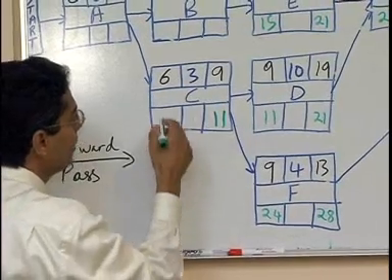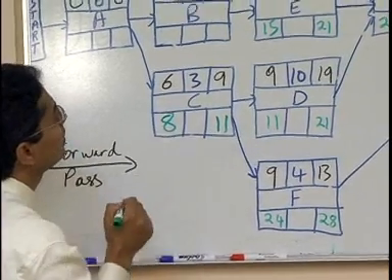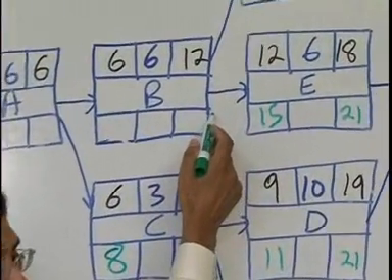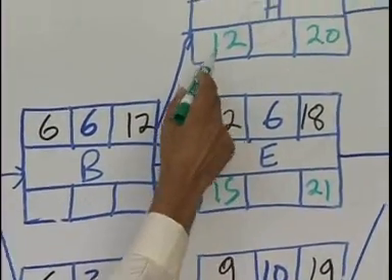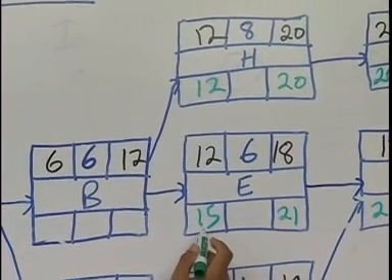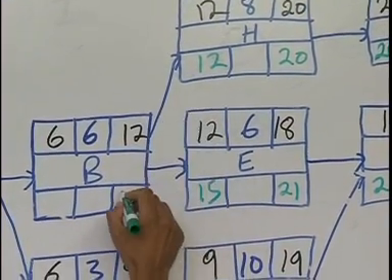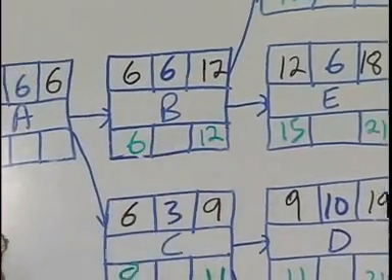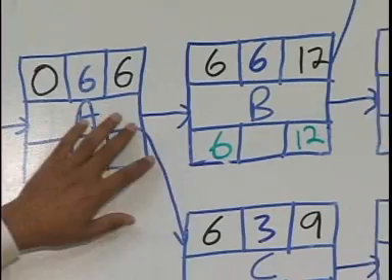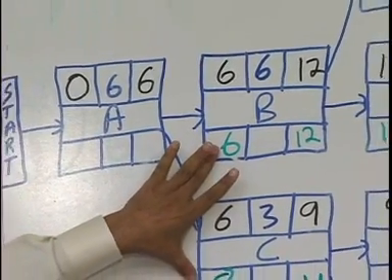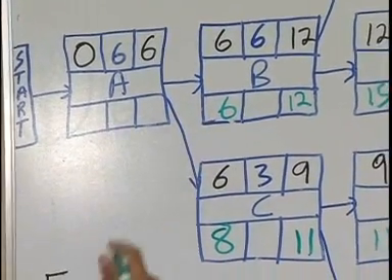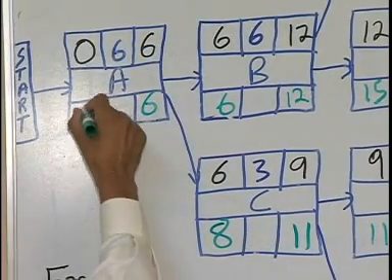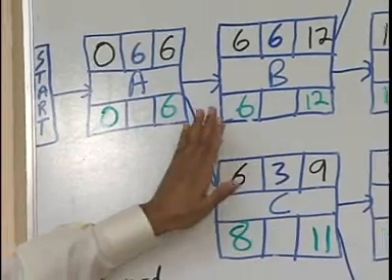11 minus 3, 8. Now, we come to B. Again, B has two values, 12 and 15. The smallest of the two values is 12. 12 minus 6 is 6. Now we come to A. A again has two values coming into it, 6 and 8. So we pick the smallest value, 6. 6 minus 6, 0. That's very important.